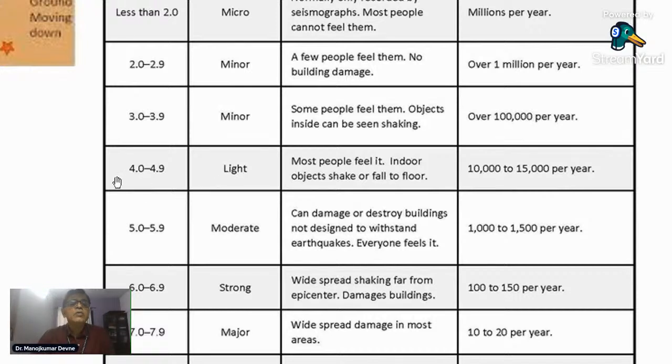Light is around 4 on the Richter scale. Light earthquakes: most people feel it. Indoor objects shake, and you'll see that the ceiling fans start dangling, the blades start dangling, and so on and so forth.